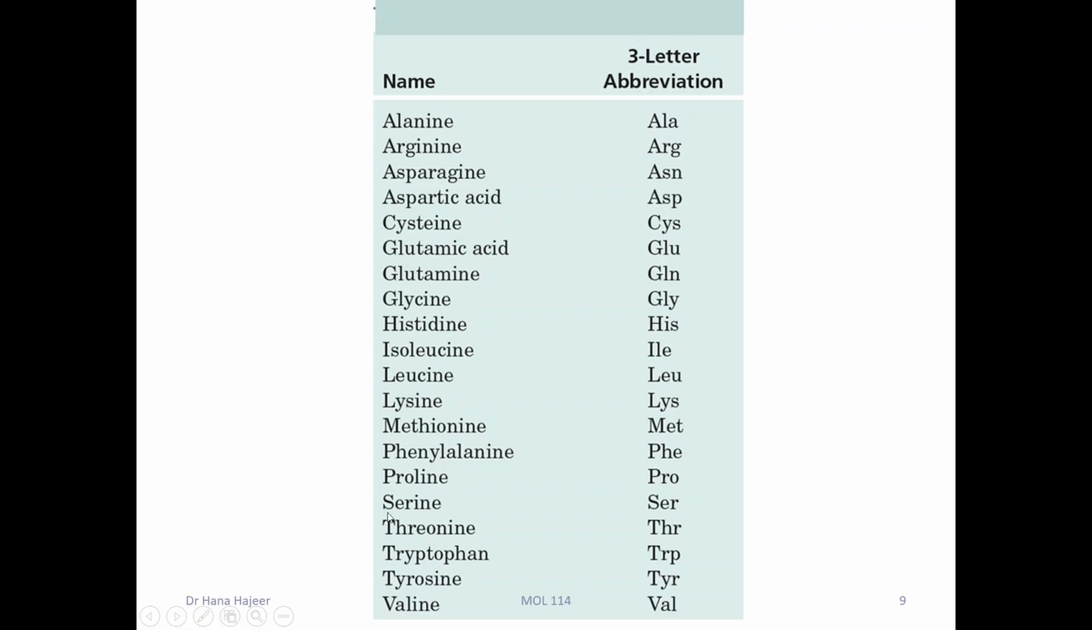We have here, my favorite name is Serene, okay? This is not a name of a girl. This is serine, an amino acid. Okay, so make sure you know your 20 friends because you will meet them again and again in biochemistry.